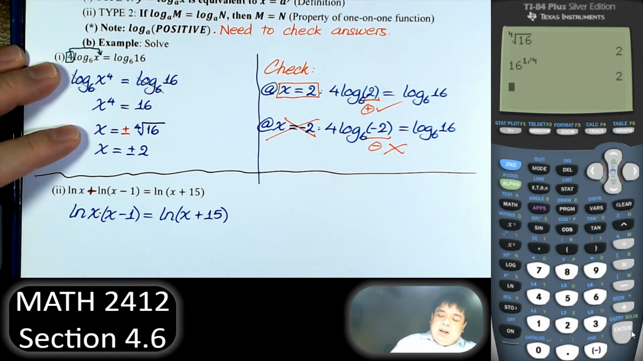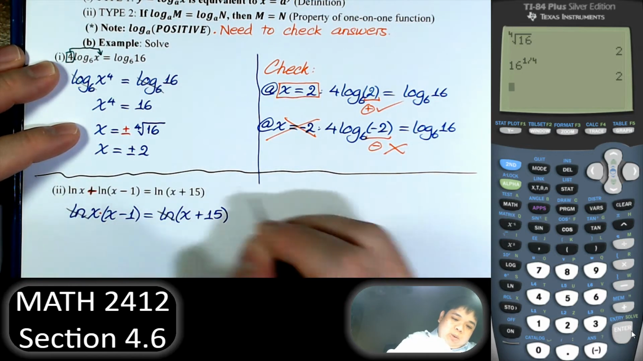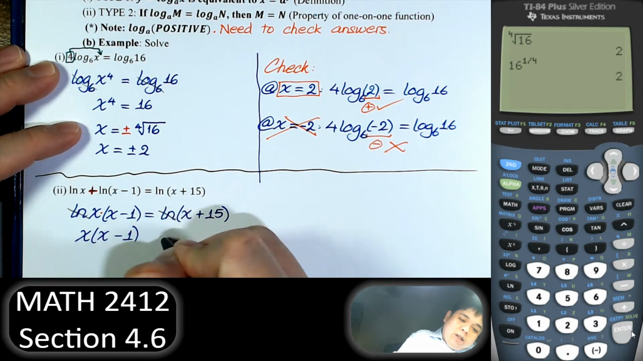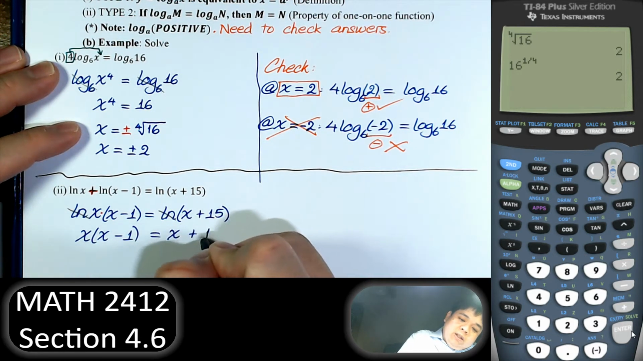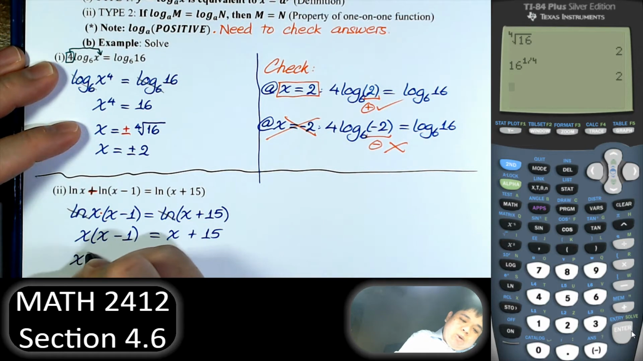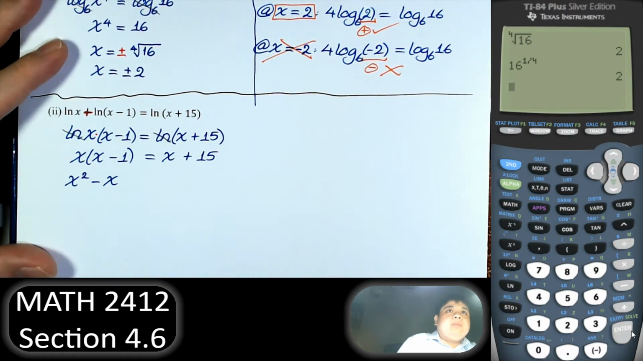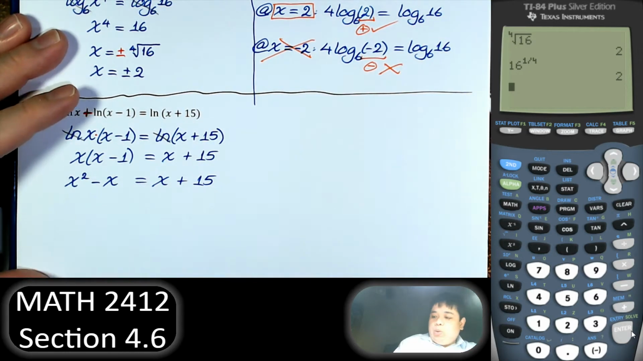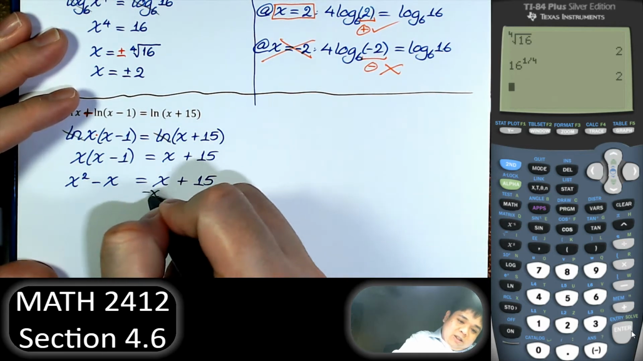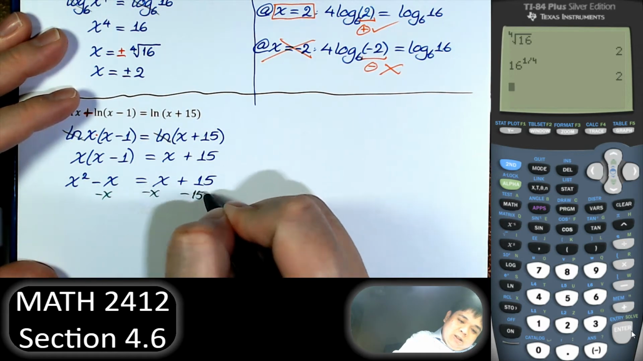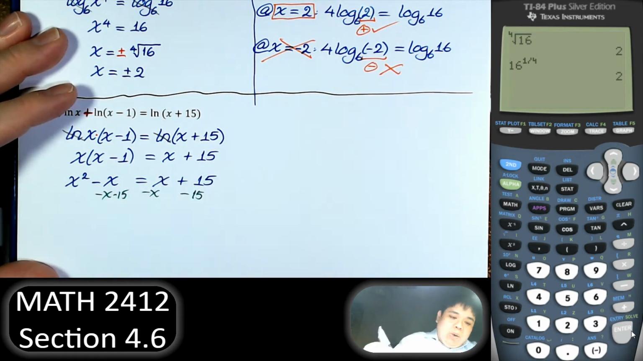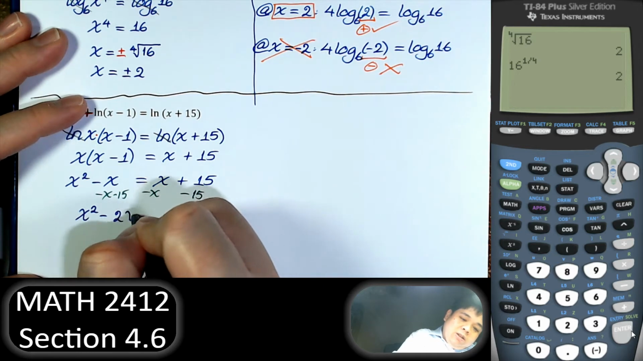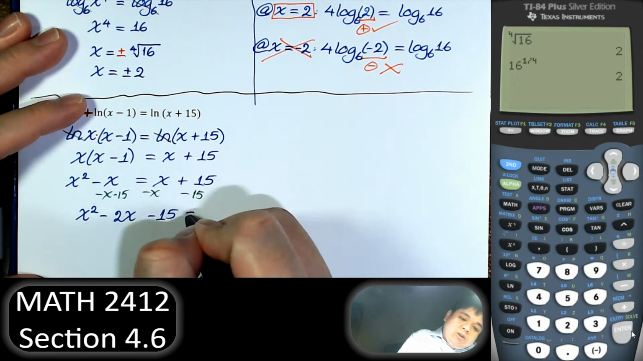Now both of them have ln, which we cancel out. We have x times (x minus 1) equal to x plus 15. Now multiply this out: x squared minus x equal to x plus 15. Move everything to the other side. We have a quadratic equation, x squared minus 2x minus 15 equal to 0.